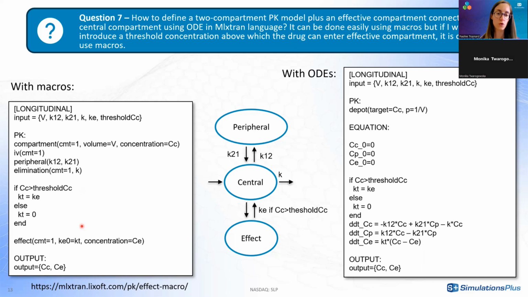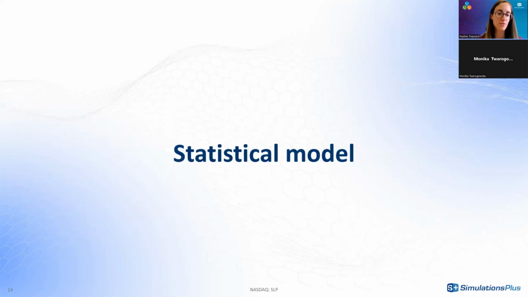But if you prefer to use ODEs, here is the equivalent model with 3 different ODEs for CC, so the concentration in the central compartment, CP, the concentration in the peripheral compartment, and CE, the concentration in the effect compartment. And here, I can use the same if-else statement to define the transfer rate conditionally on the threshold. And here I have used the parameter for the concentration threshold that is in the input list, but actually you can also write directly a number if you prefer. All right, so that was it for the structural model.